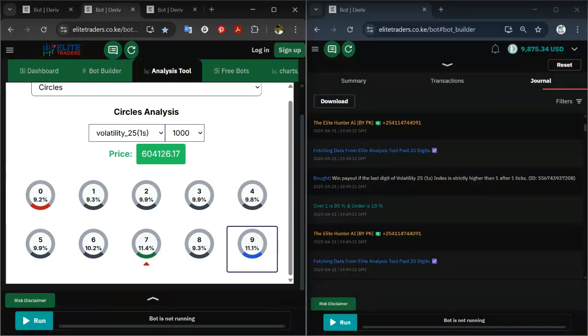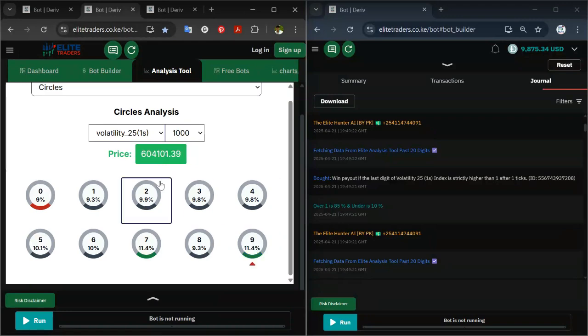In case you are recovering with it, for example, you are trading over 1, recovering with over 3, the green bar and the blue bar should be above digit 3. For example, they should be on digit 4 to 9. Very simple. Okay, that is for the over market.